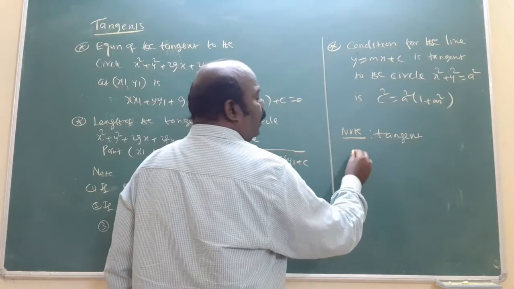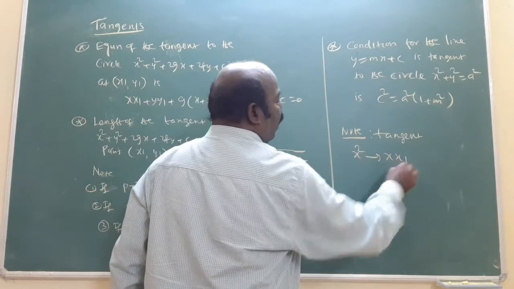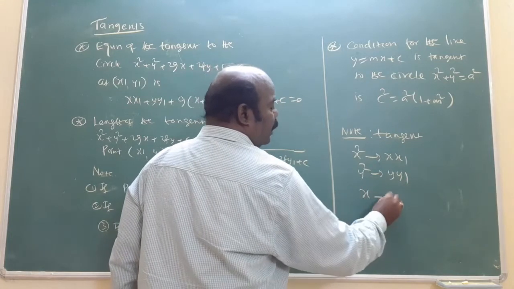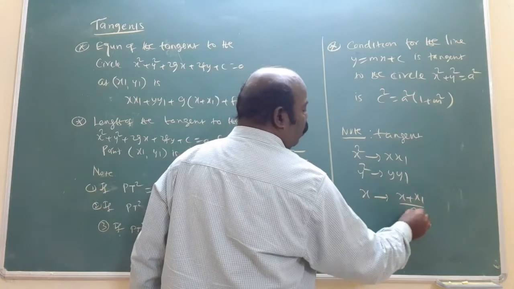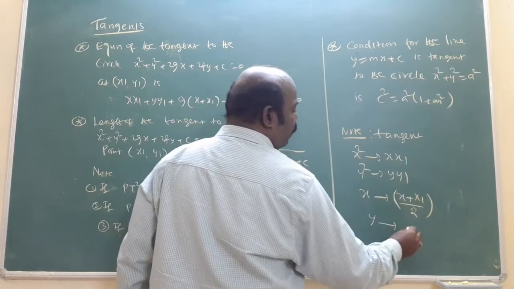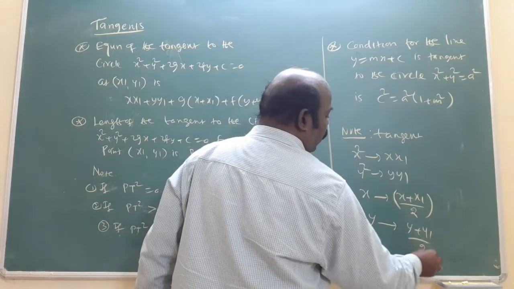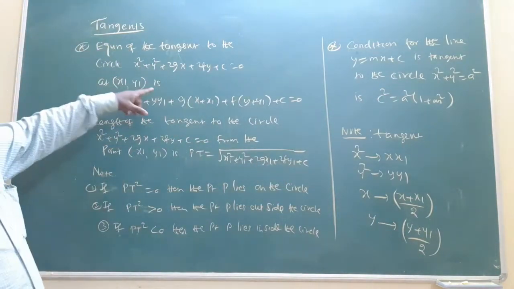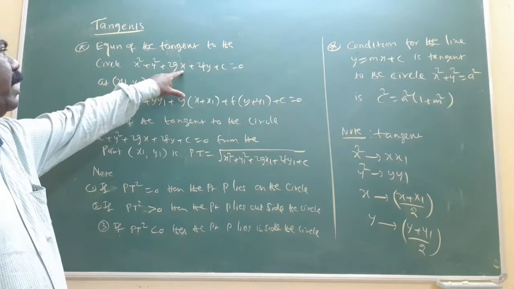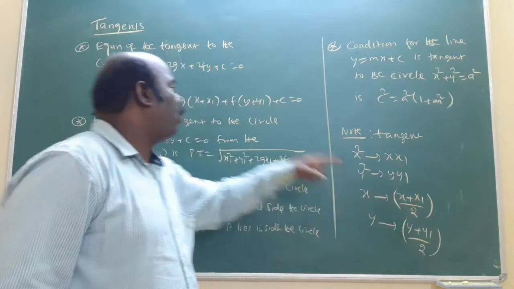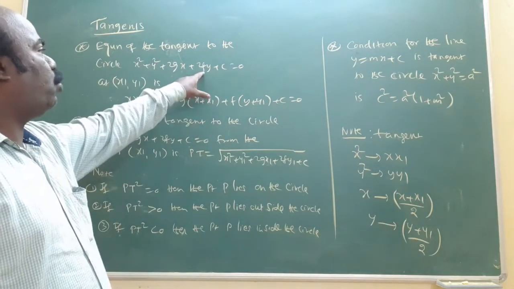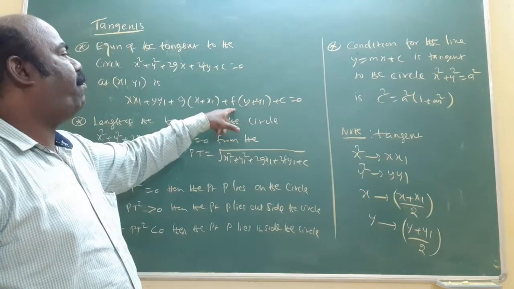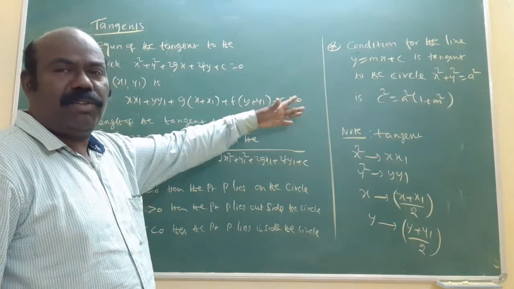Tangent, what does it mean? The x square becomes xx1, y square becomes yy1. Then x becomes (x plus x1) by 2, and y becomes (y plus y1) by 2. This is the tangent equation formula method. Now substitute: 2gx, 2g into (x plus x1) by 2, the 2 cancels and we get the answer. 2fy: the y becomes (y plus y1) by 2, the 2 cancels, f into (y plus y1), plus this equal to 0.